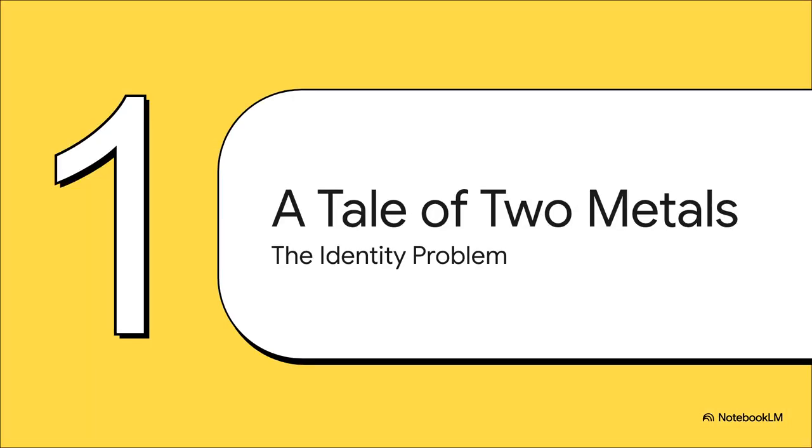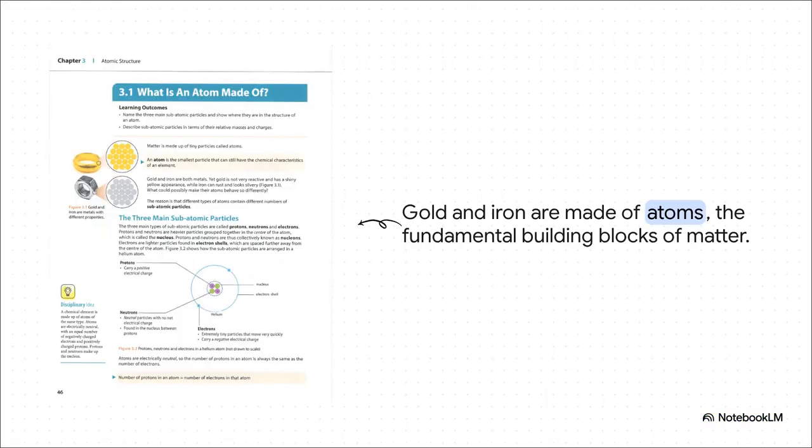It's a classic identity problem that really gets to the core of what chemistry is all about. On one hand, you've got gold. It's shiny, it's yellow, and it's super unreactive. On the other hand, you have iron. It's strong, kind of silvery, but it'll rust if you just look at it wrong. The weird thing is, fundamentally, they're both just huge piles of atoms.